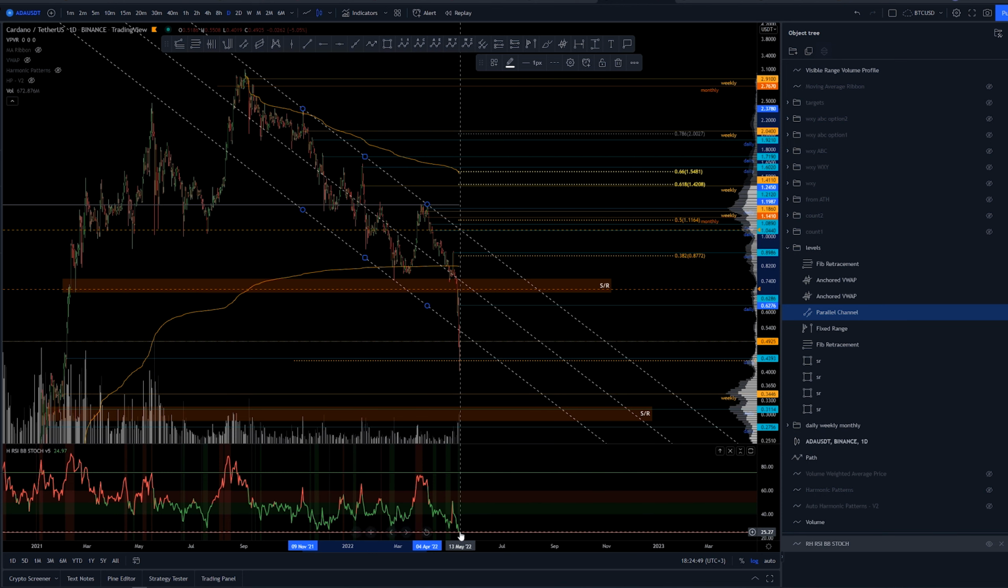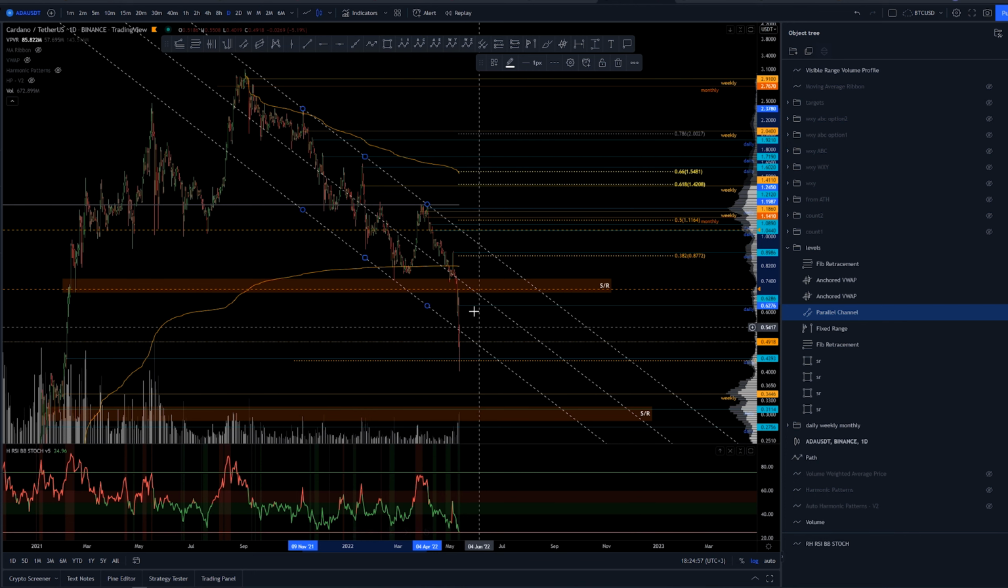We have tagged 25 on daily RSI, which is a bit concerning. Most likely I would like to see a lower low on price and a higher low on RSI, giving us some kind of divergence on higher time frame to get some kind of ending for this correction. That's what I'm looking for on a high time frame.